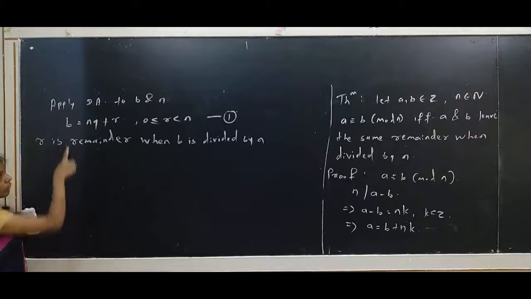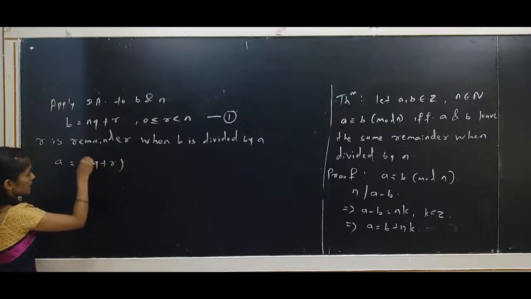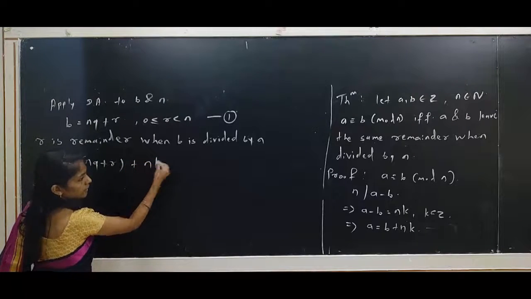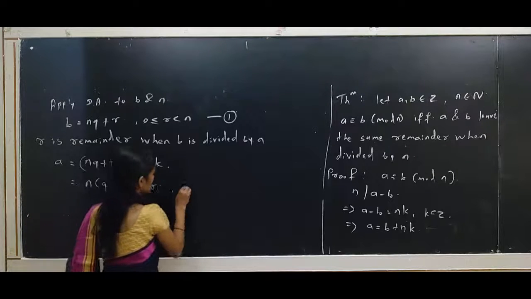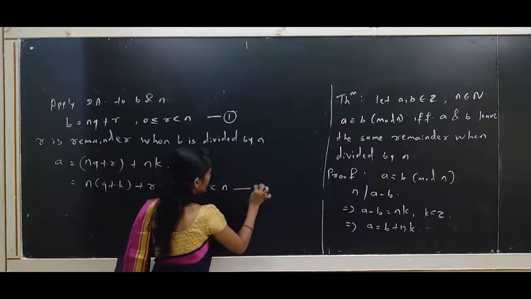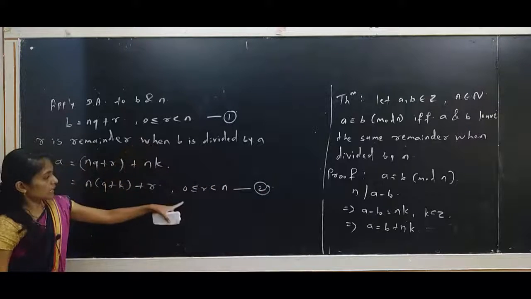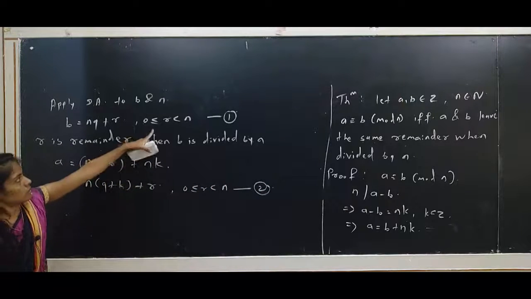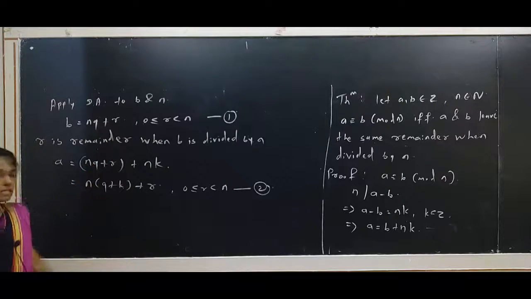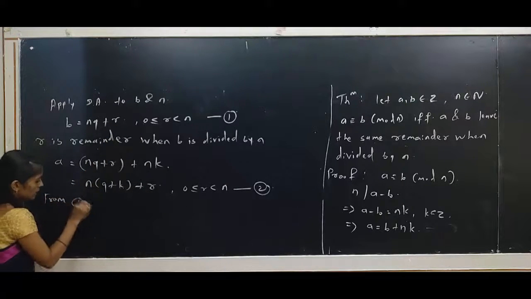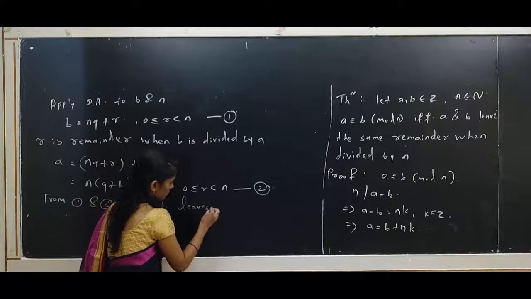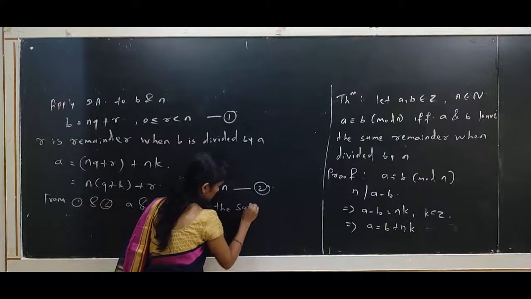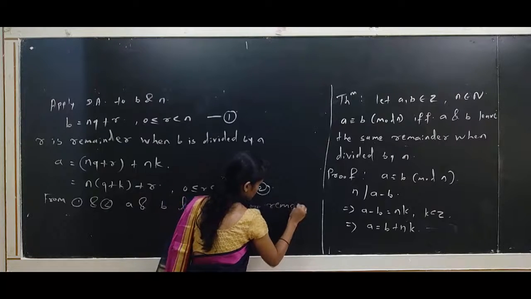So substitute the value of b in a. So we get a equals nq plus r plus nk. Simplify this. So we get n into q plus k plus r, and 0 less than or equal to r less than n. Give it the number second. So from 1 and 2 we get that a and b leave the same remainder.